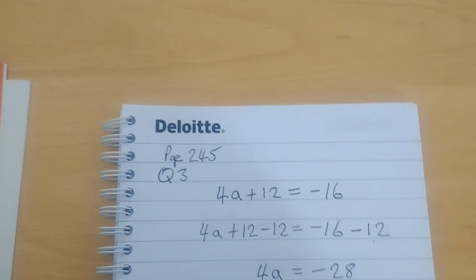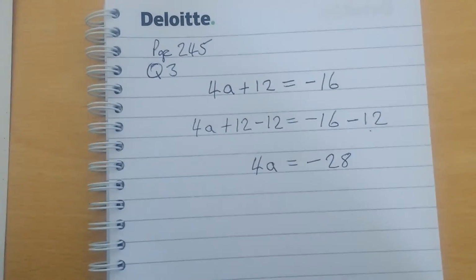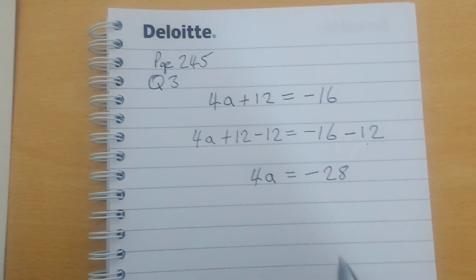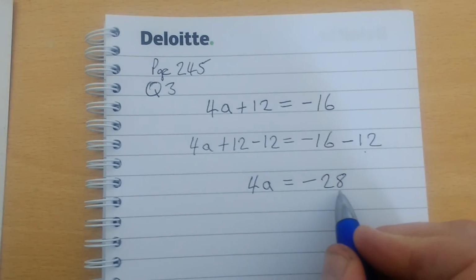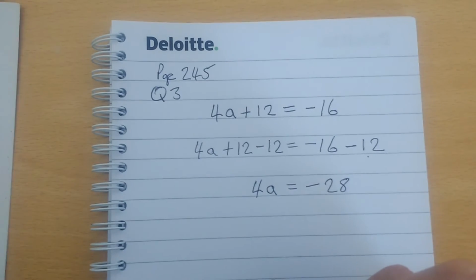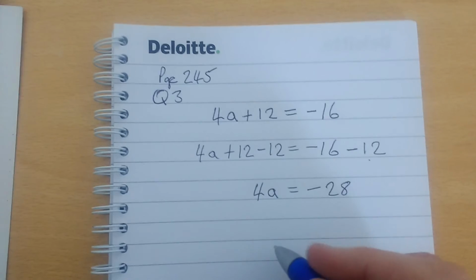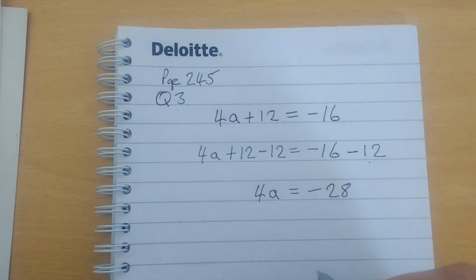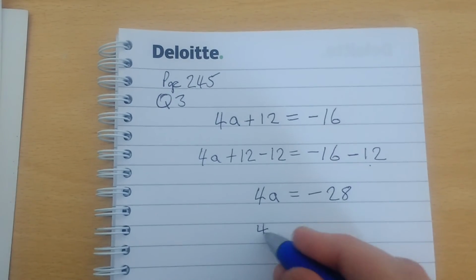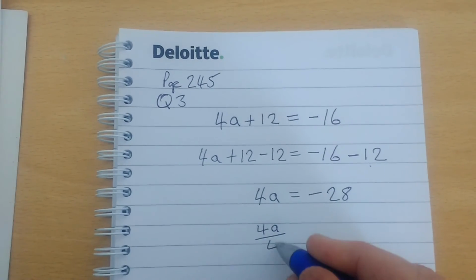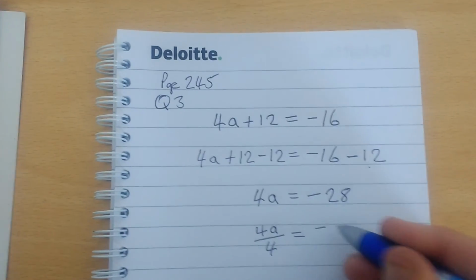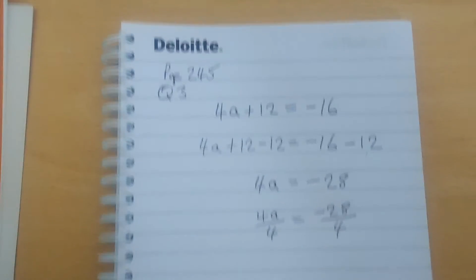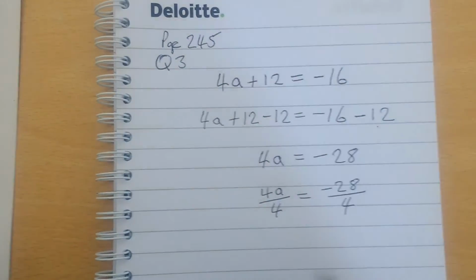And then the next step is we have the 4a on its own, but we want it just to be a 1a, or just a if you like. So if 4a's equal minus 28, if we want to know what 1a is equal to, we need to divide by 4. But again, if we do that to one side, we're obliged to do it to the other side also. So I'm going to divide this side by 4, and this minus 28 must also be divided by 4. So I've taken the action there to each side, so my equation is still balanced.